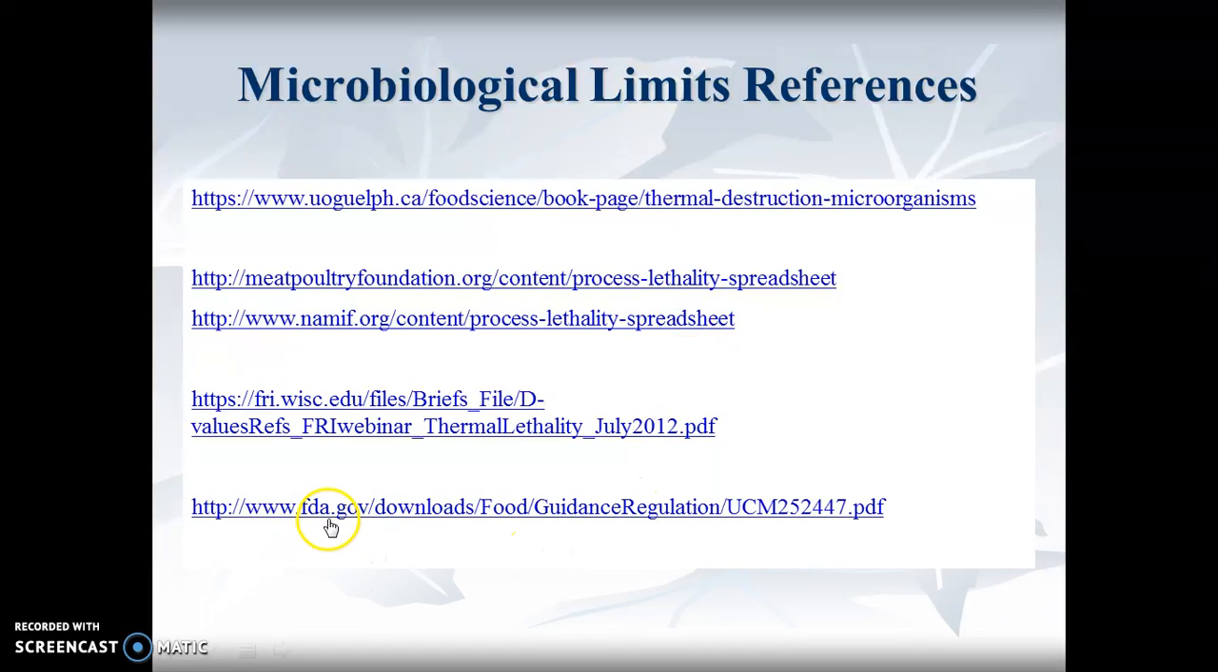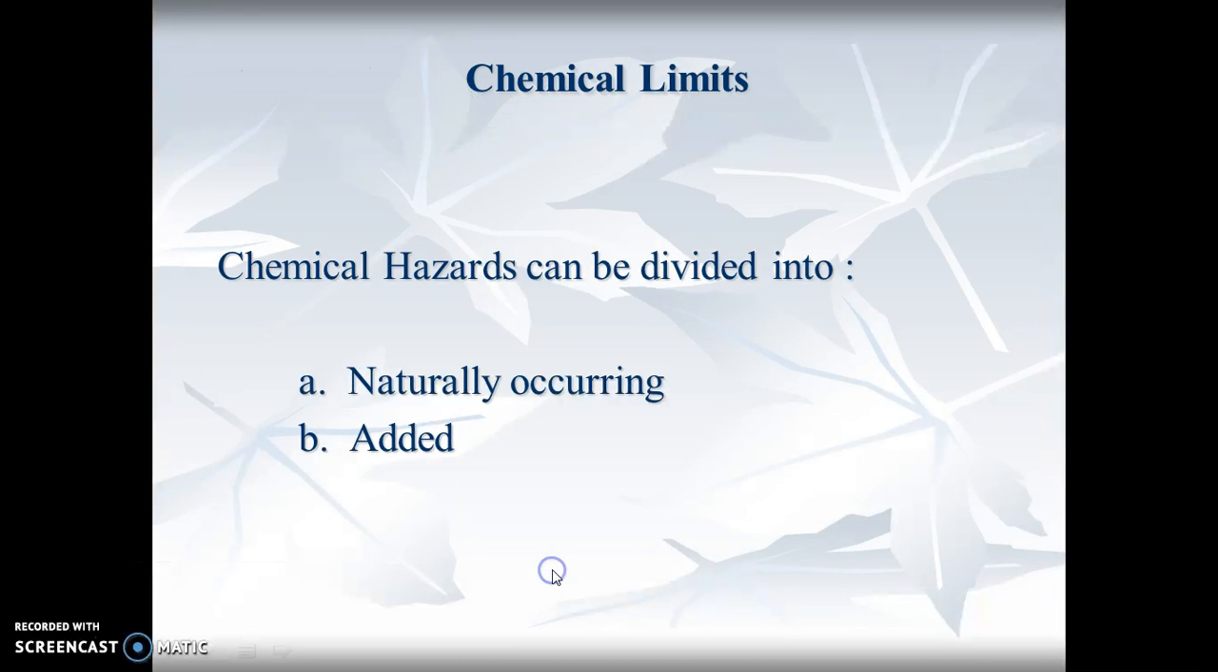Down here we have FDA guidelines as far as what's required. Okay, what is required? Chemical limits. Chemical hazards can be divided into those that are naturally occurring and those that you've caused. Naturally occurring, there may be levels of nitrite in the food. You can also add sodium nitrite.